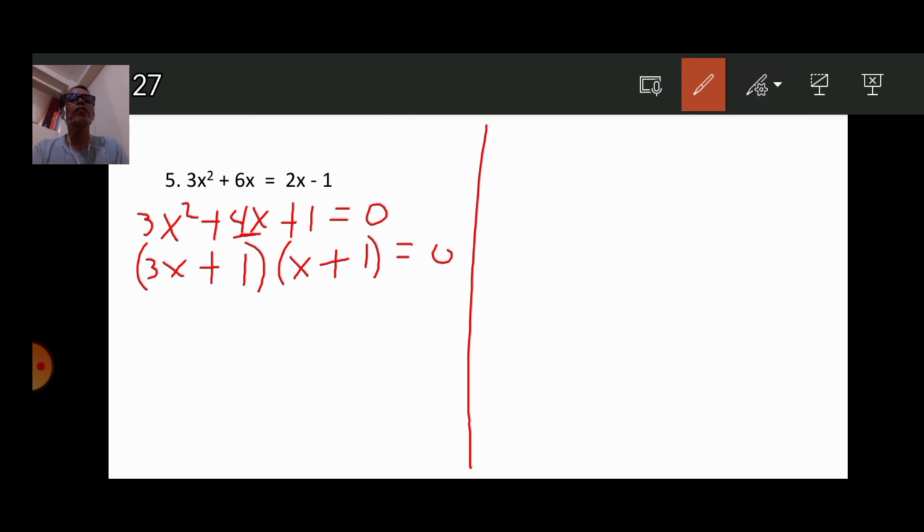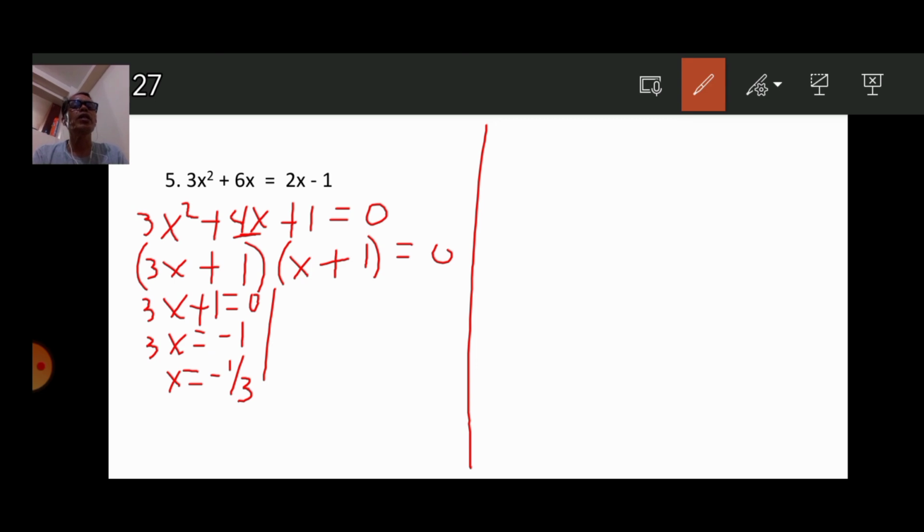Now, equating the factors to 0, you will have 3x plus 1 equals 0. Transpose 1 to the other side, you will have 3x equals negative 1. Dividing both sides of the equation by 3, x now is equal to negative 1/3. Now, on the other side, equate this to 0, you will have x plus 1 equals 0. Transpose 1 to the other side, or solving for x, you will have x equals negative 1.